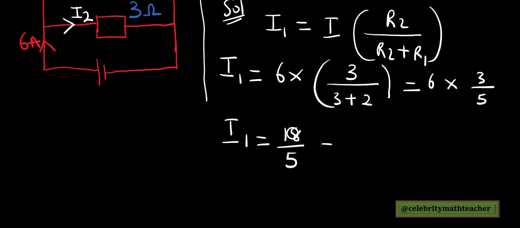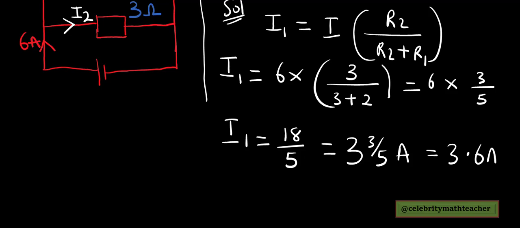So 5 will go here, 3 times 5 is 15, so 3 whole number, remember that 3 will have 3 over 5 amps. Or if you change it to decimal, that gives you 3.6 amps. Okay, so we are done with I1.